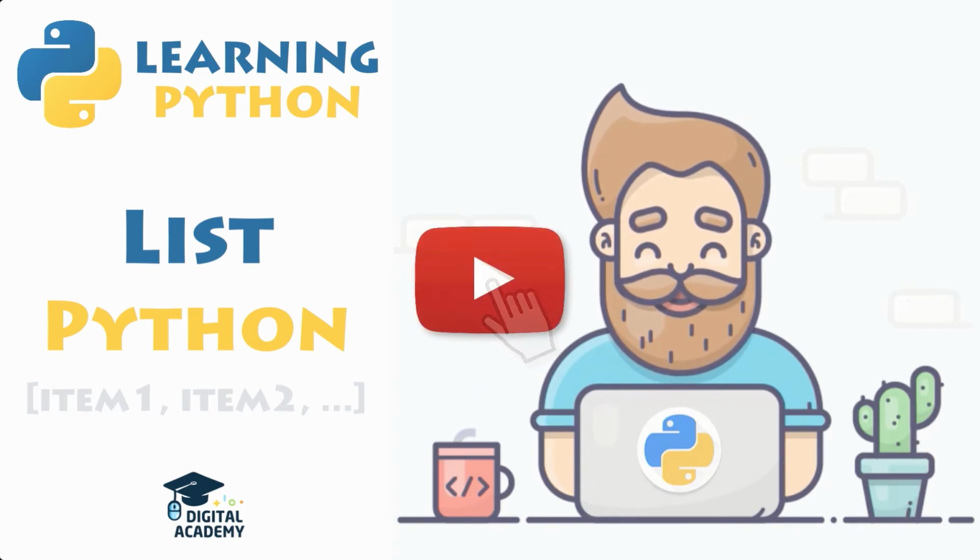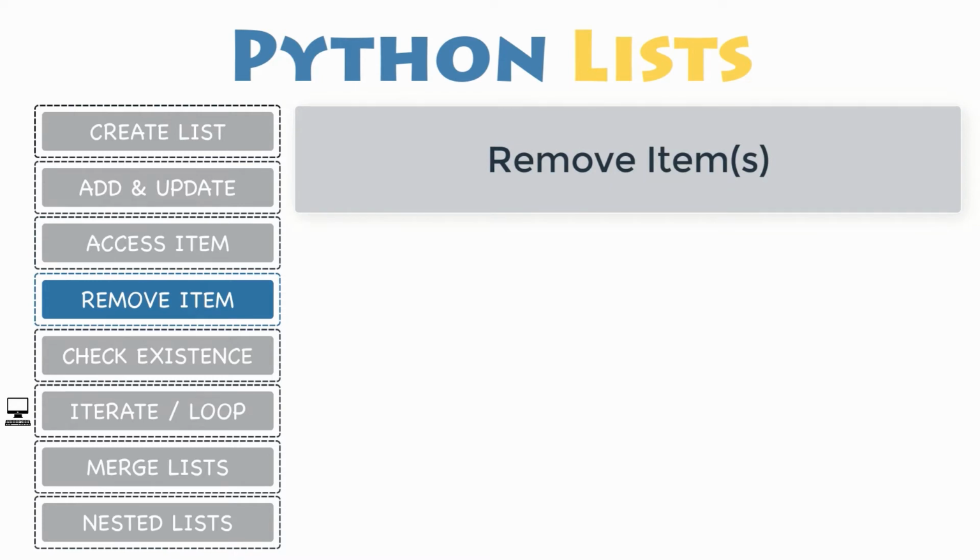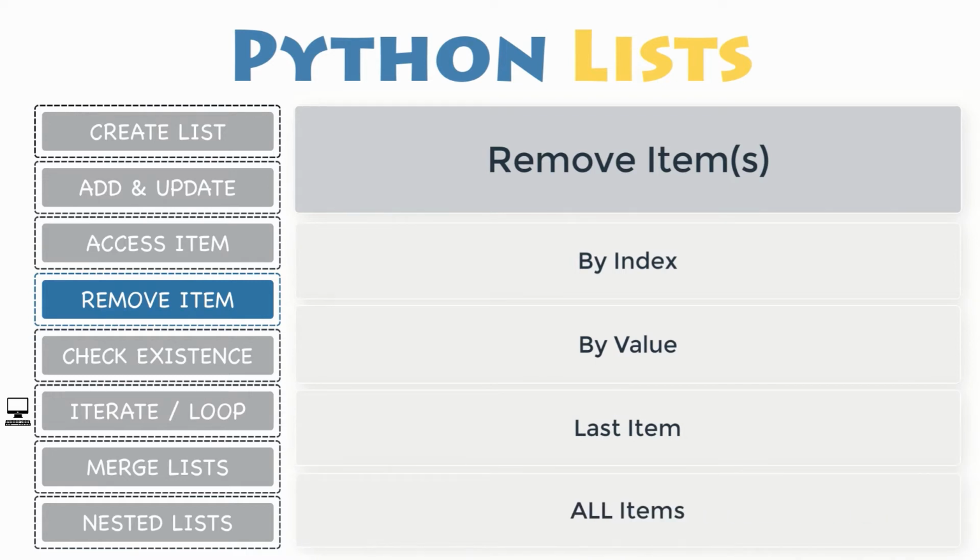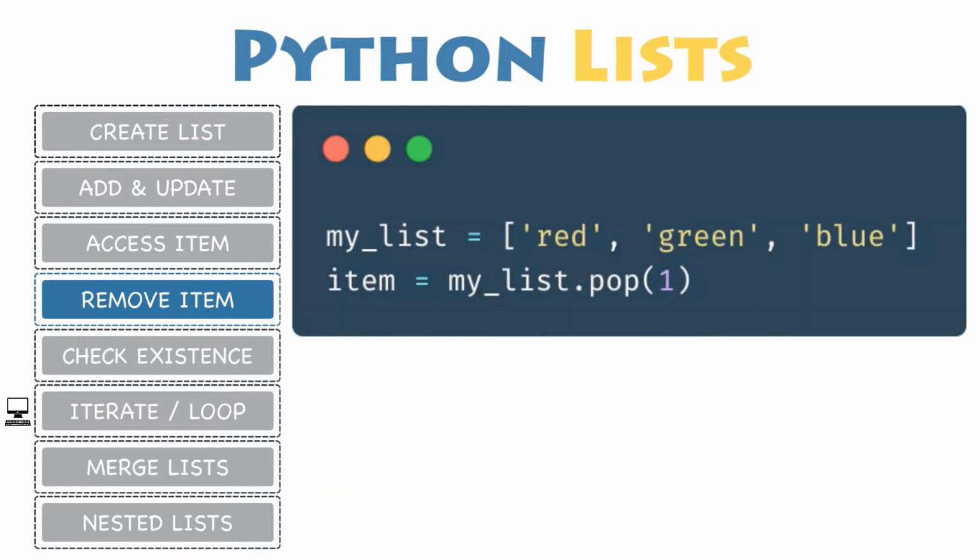Now, let's play this video. There are several ways to remove items from a list. Either by its index, by its value, the last item in your list, or even remove all of them at once. Remove an item by index.